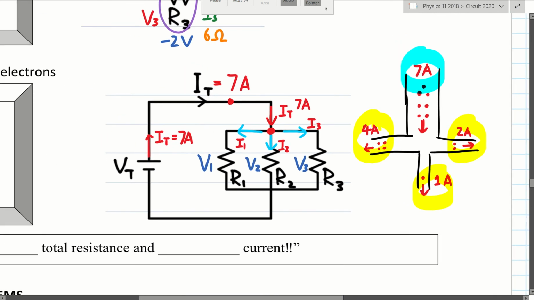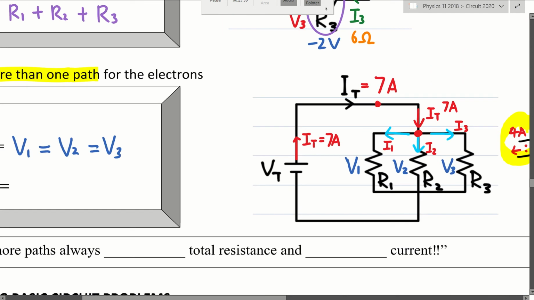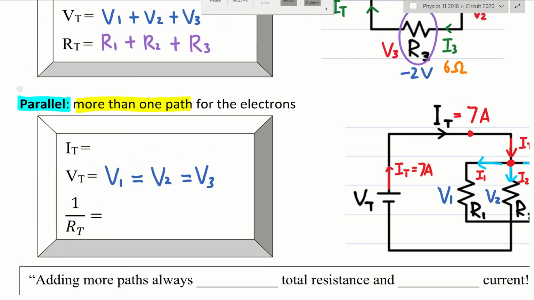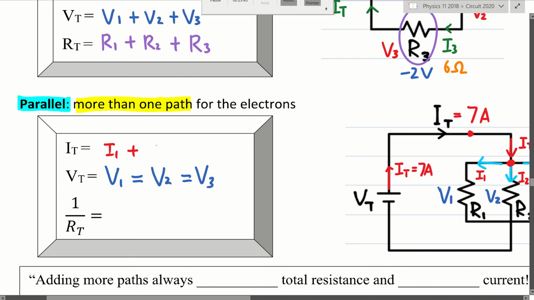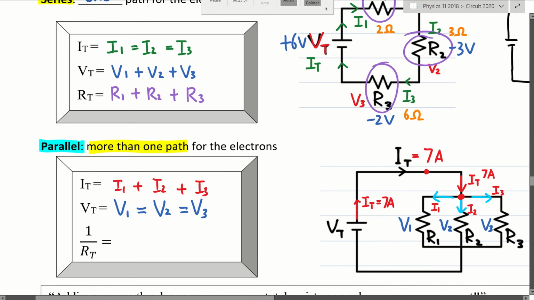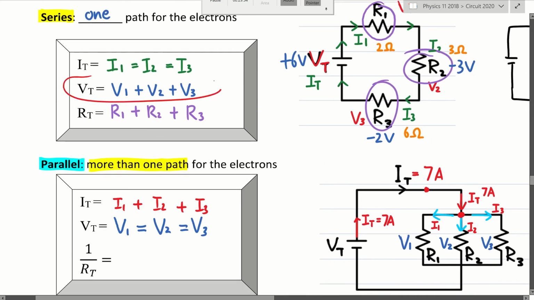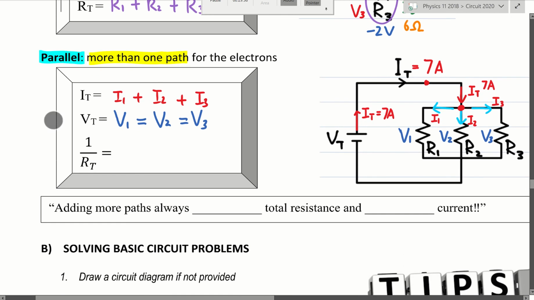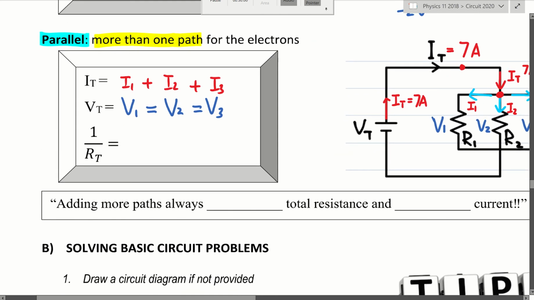So I1, I2, I3 must equal I total when they add back together. Okay, so let's put it in here. I1 plus I2 plus I3. So in a parallel circuit, I1 plus I2 equals I3, which is exactly the same as the voltage. So they're actually switched. So you can memorize this equation. It's confusing if you try to.